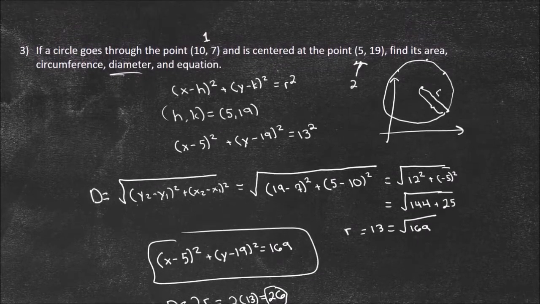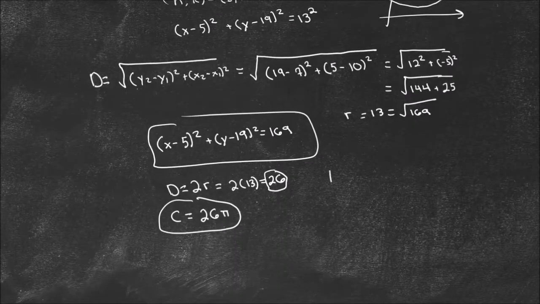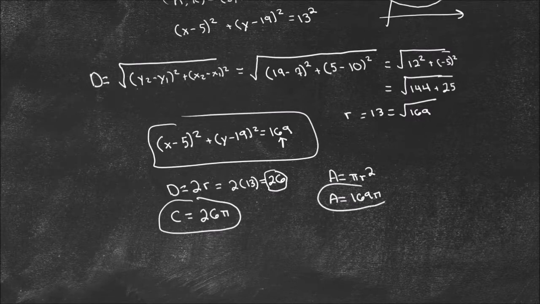Then lastly, we want the area. So A equals pi r squared, and we know that r squared equals 169 because that's part of the formula of a circle. So A equals 169 pi. So that's the answer to everything.